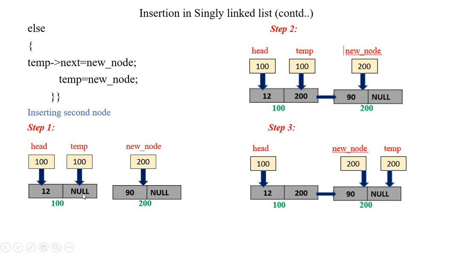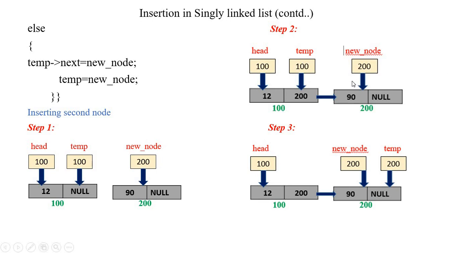Which address has to be stored in this particular position? 200. So where is 200 available right now? 200 is in the new node. So I am giving temp arrow next is equal to new, that is 200. The next step is I have to shift the temp to the next position.